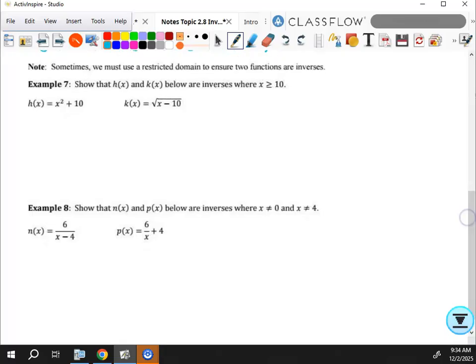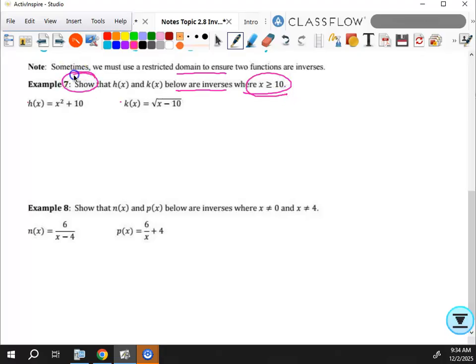Now, sometimes we must use a restricted domain to ensure two functions are inverses, right? So this is defined for all real numbers. This is not defined for all real numbers, right? Because we could have imaginary numbers if we're taking the square root of a negative. So this is only true, they are inverses, when x is greater than or equal to 10.